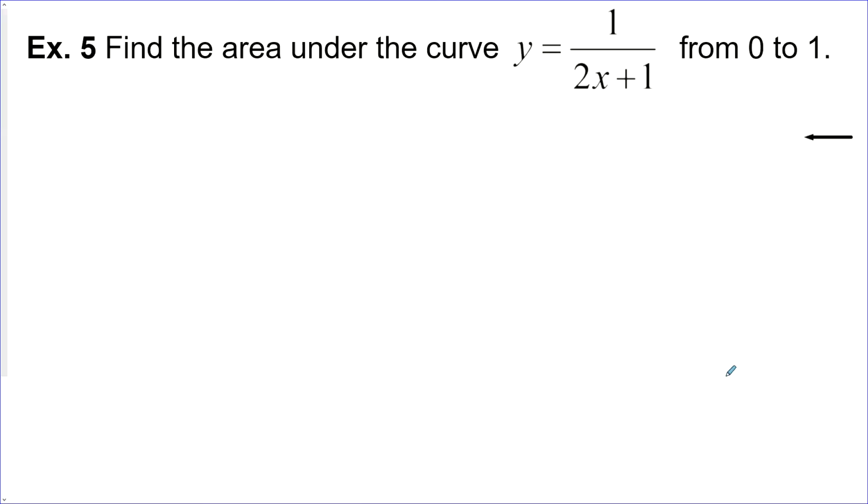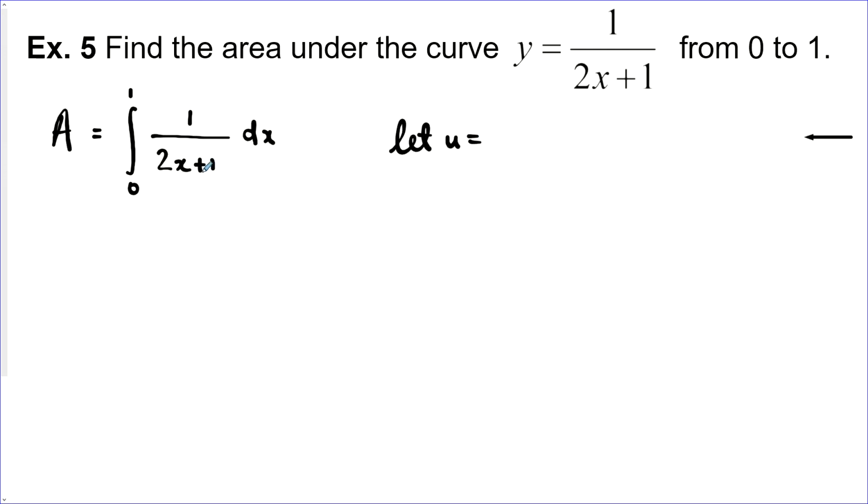Find the area under the curve y equals 1 over 2x plus 1 from 0 to 1. Okay, so we've got our area. We're going to integrate from 0 to 1 the function here. Now this looks interesting, and we can use our u-substitution. So we'll let u be, how about the whole denominator here, that linear function.